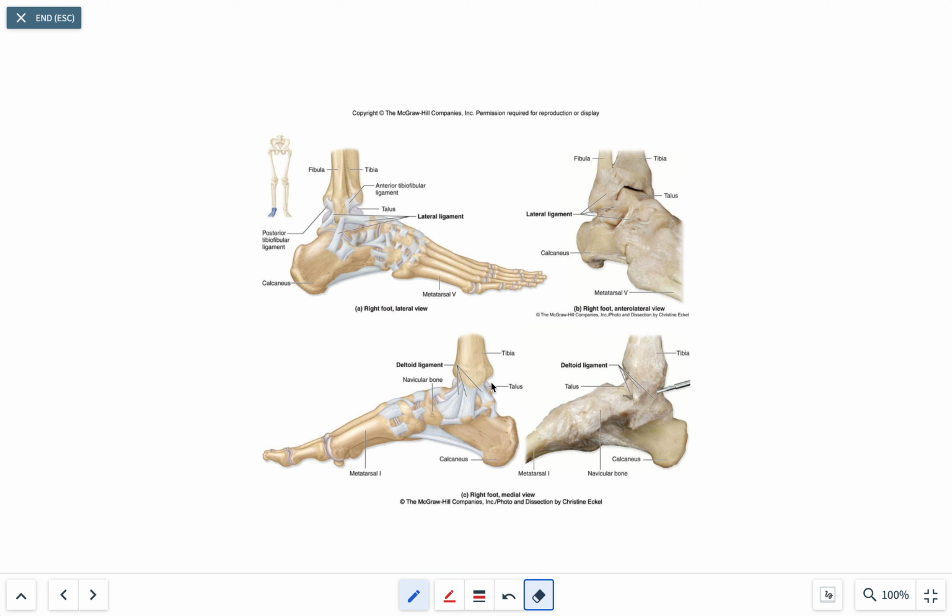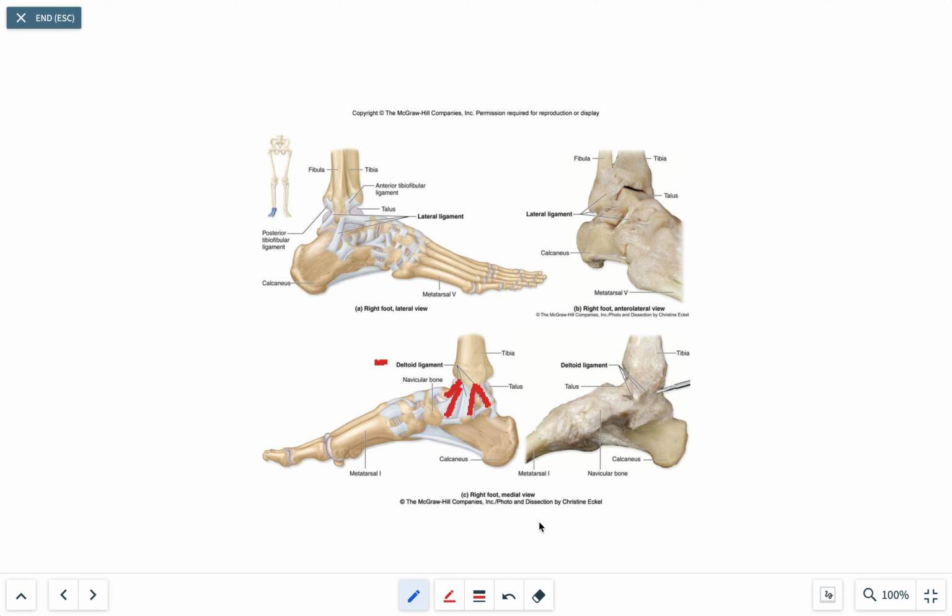And then finally, on the medial surface, we have a series of deltoid ligaments. These also prevent over-eversion, and they're extremely strong. So this illustration shows about 4, but there's actually 5 of them. But these deltoid ligaments are connected to the medial malleolus of the tibia. They're extremely strong.